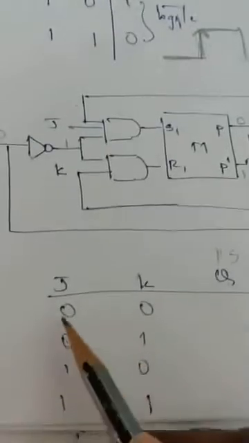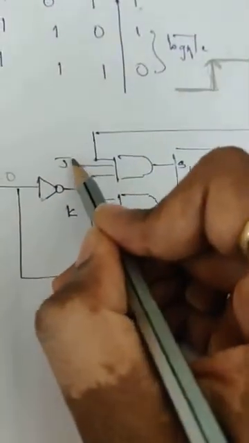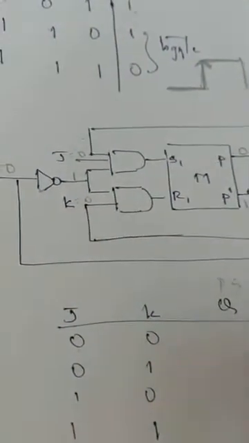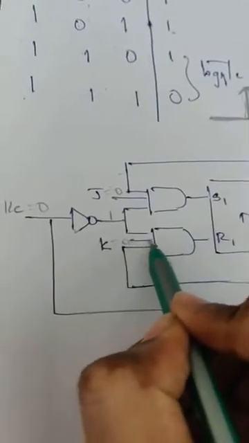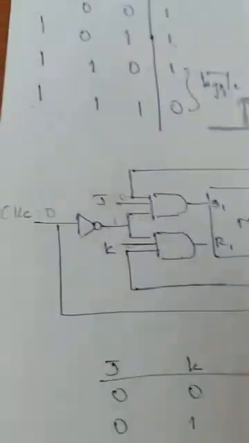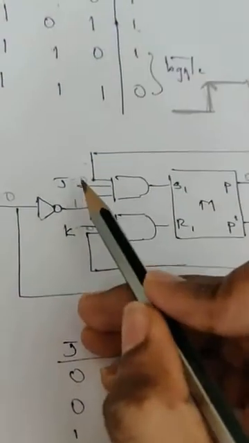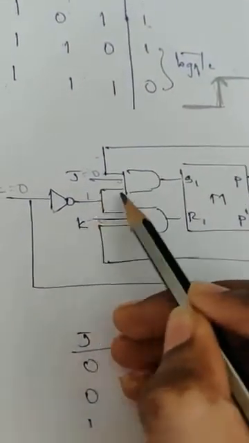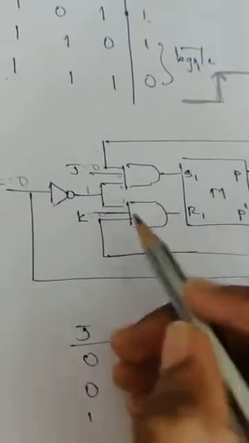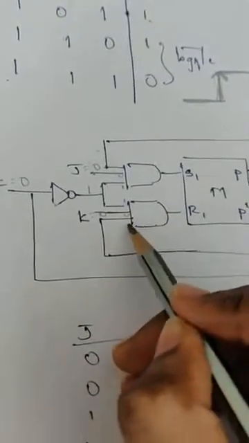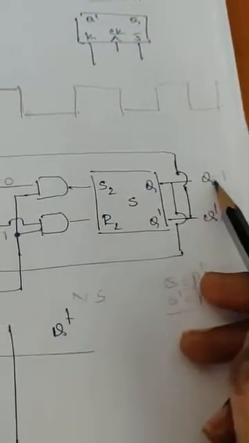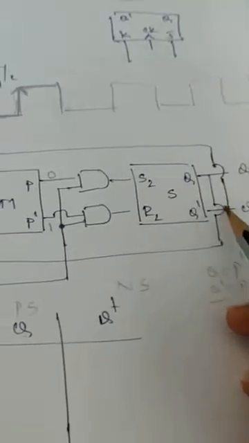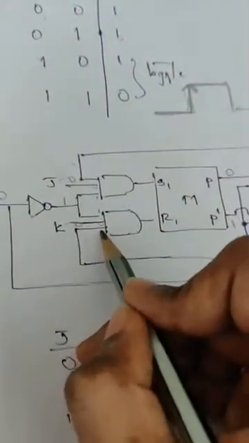So let me take the first combination, J is equal to 0, K is equal to 0. I forgot to write one more input, this is K. J is equal to 0, I am passing 0 here, and K is equal to 0. What is this one? Look at this, it is from Q. I have taken Q, the present state is 1, which means this one will be 1.